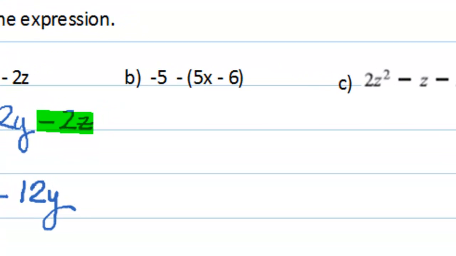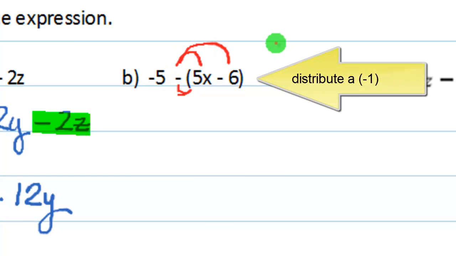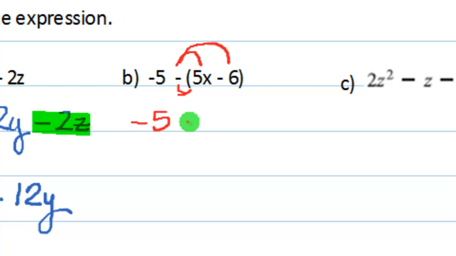Let's look at the next example. Okay, this time we have a negative sign in front of this parentheses. We're going to distribute that, and that negative sign is like having a negative 1. So you're going to multiply a negative 1 throughout that parentheses. So the negative 5 comes down. Negative 1 times positive 5x is negative 5x. And -1 times -6 is +6. Notice how the signs inside the parentheses all changed.